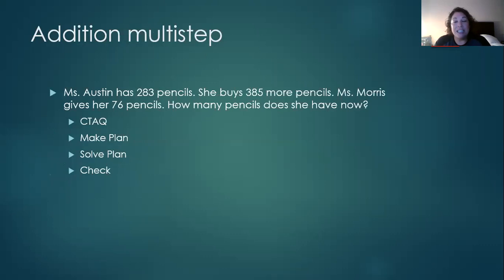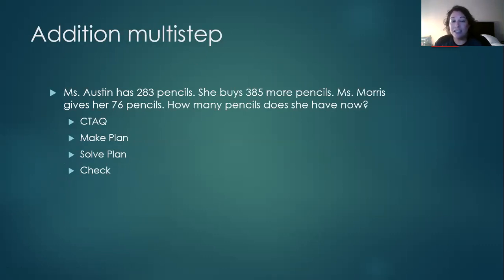Miss Austin, and these questions might sound a little familiar. I took the same questions we looked at last week and changed the numbers up, so you're a little familiar with these things. Miss Austin has 283 pencils. She buys 385 more pencils. Miss Morris gives her 76 pencils. How many pencils does she have now?